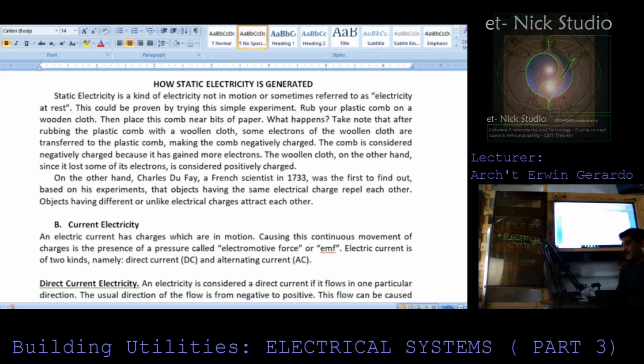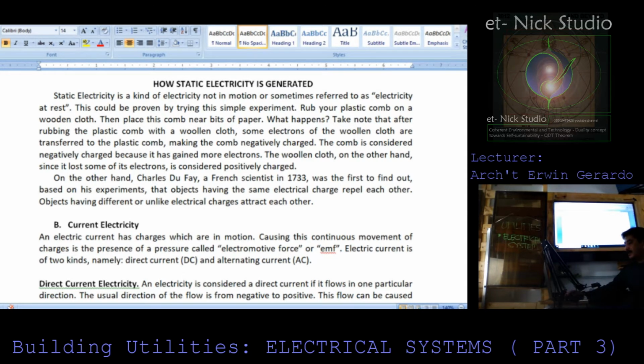Charles Dufay, a French scientist in 1733, was the first to find out, based on his experiments, that objects having the same electrical charge repel each other. Objects having different or unlike electrical charges attract each other.